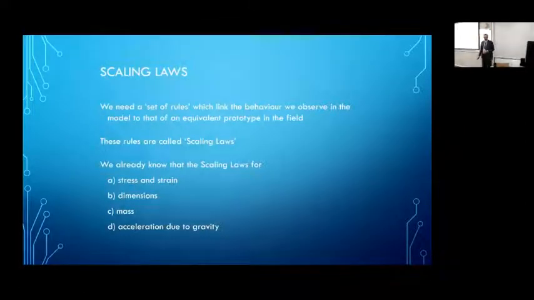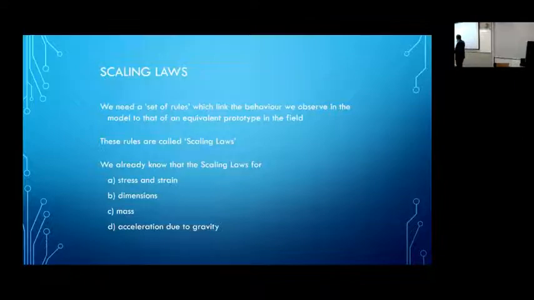Now, the real trick with this modeling technique is that we can see and observe what happens in this small scale model using instrumentation, just like you are doing in your laboratories. Then whatever we're observing, we need to be able to relate that to the real big structure, which we are imagining in our mind, what we normally call the prototype. So to do that, we need to have links, or rules or scaling laws, that link the observed behavior in the model to the prototype.